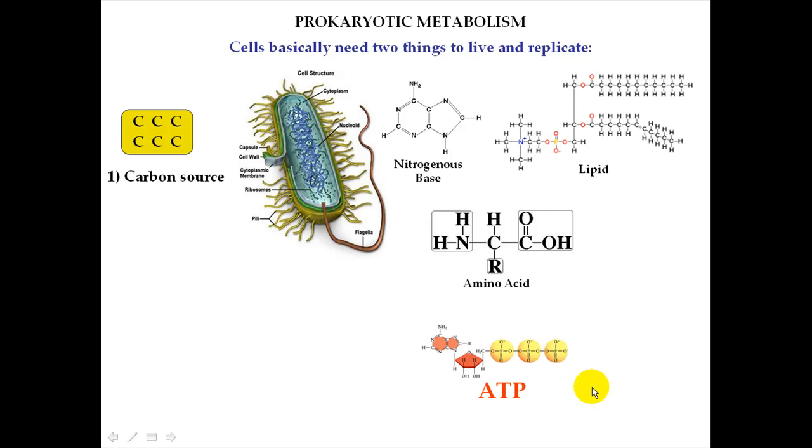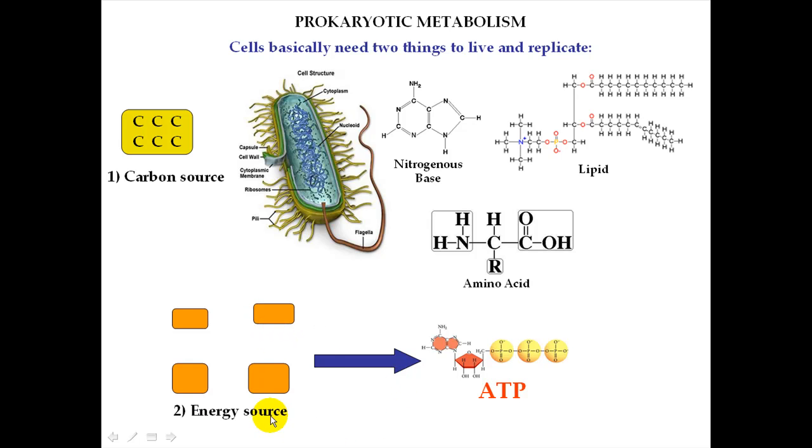Typically, in order to produce ATP, a cell needs to ingest some other molecule that has energy to it. After the cell ingests this molecule, it breaks it down in order to release energy that can then be used to make something else that has a lot of energy, which is ATP. So besides a carbon source, another really important thing that a cell needs in order to stay alive is some sort of energy source that can be used to make ATP.